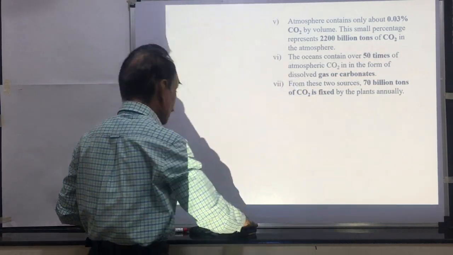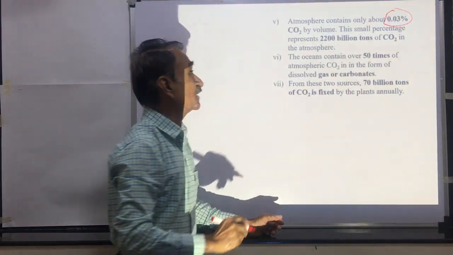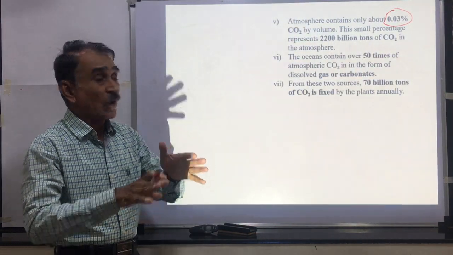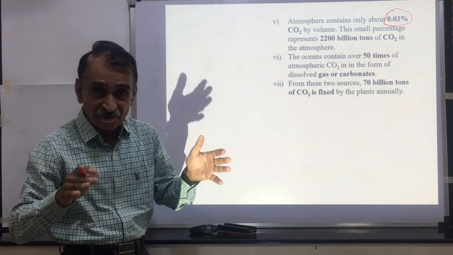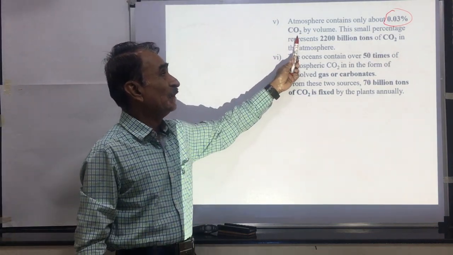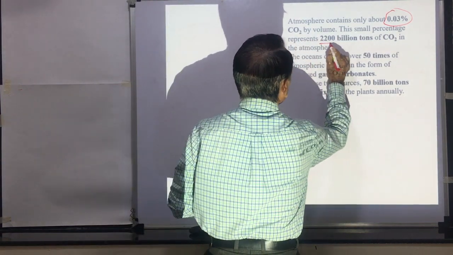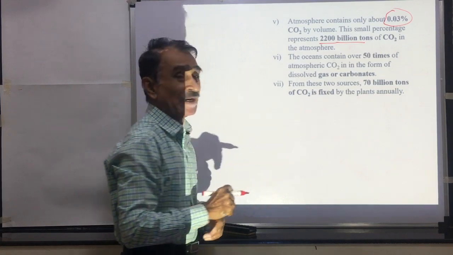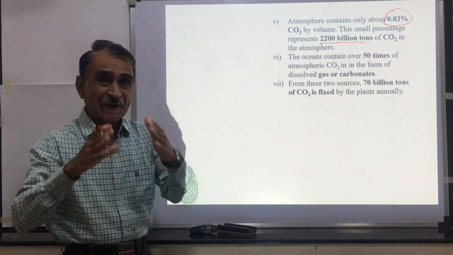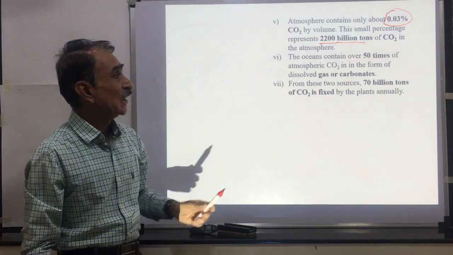The atmosphere contains only 0.03% of CO2 by volume. On the earth, there is only 0.03% of CO2 by volume, and this percentage represents 2,200 billion tons of CO2 in the atmosphere.